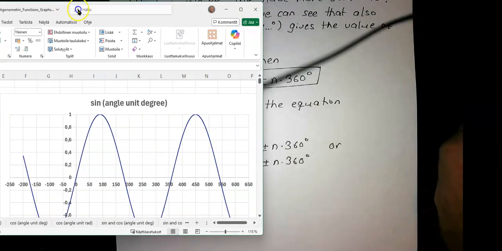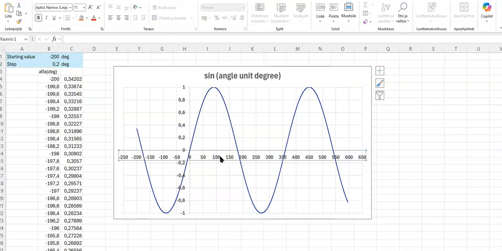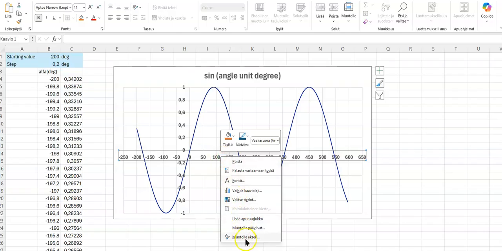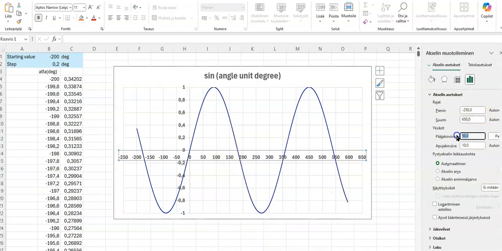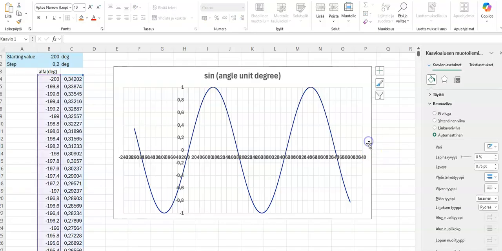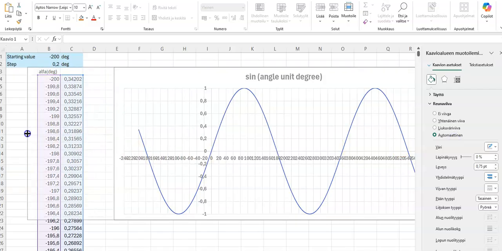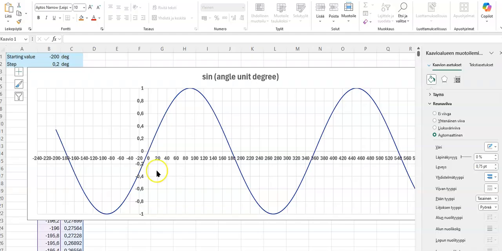Sine. Here I will do some changes there. Maybe it's easier to see if I make 20 units there. No, it is not a good choice. Or can I make this a little bit bigger? Here we can see. This is probably a little bit more.